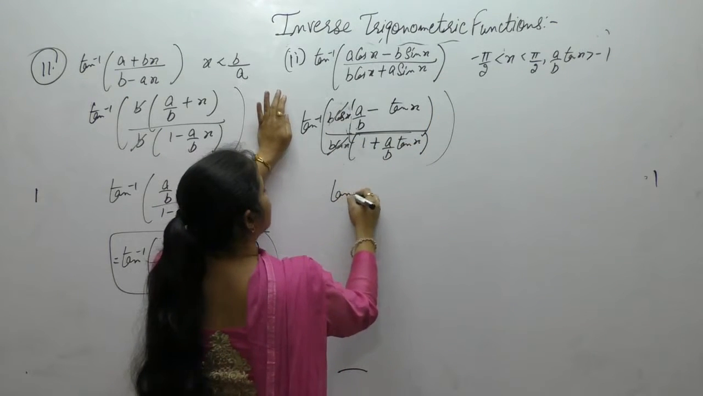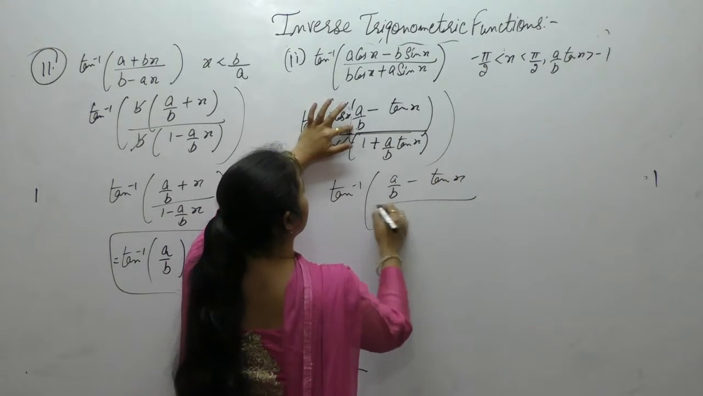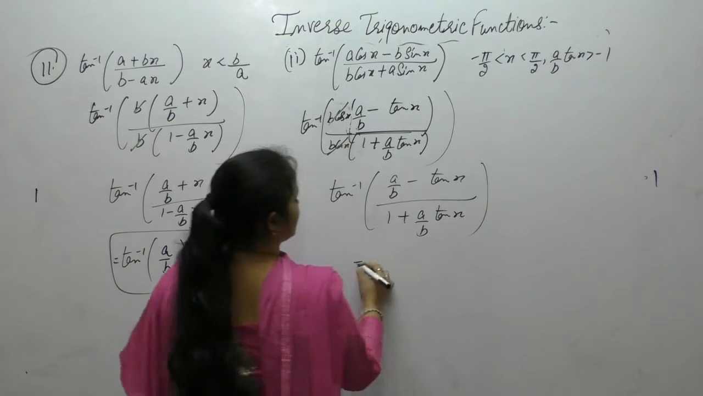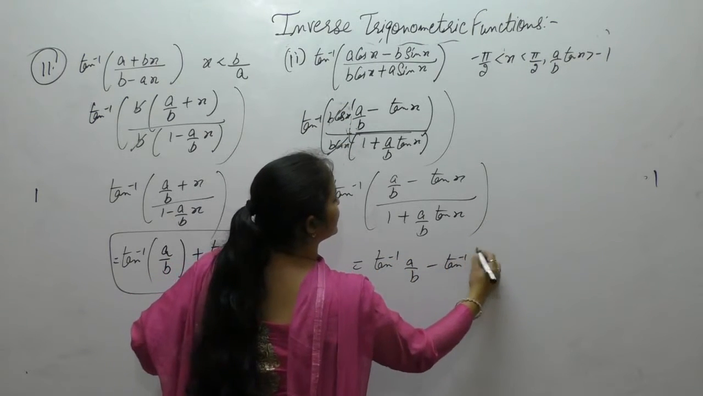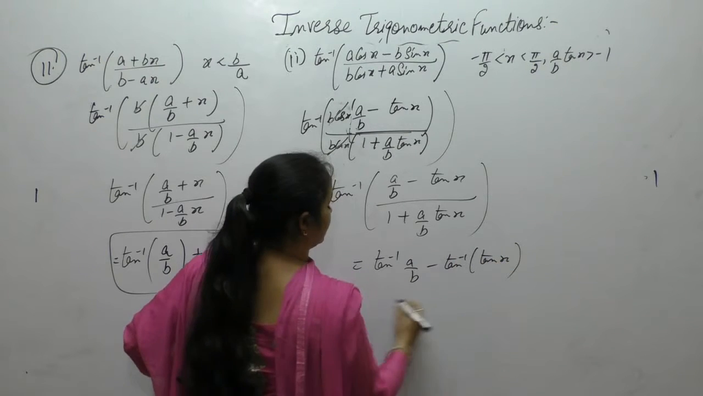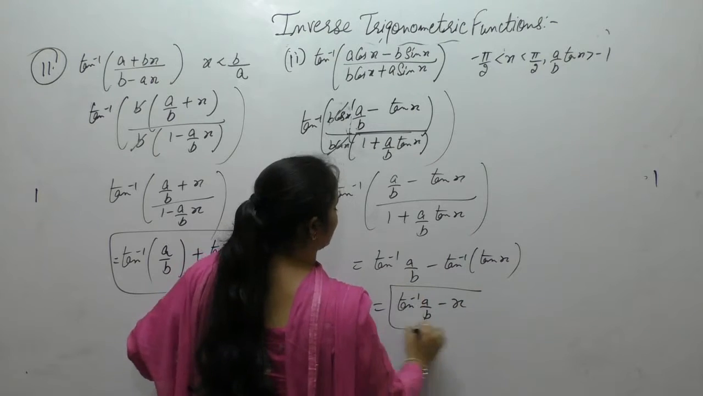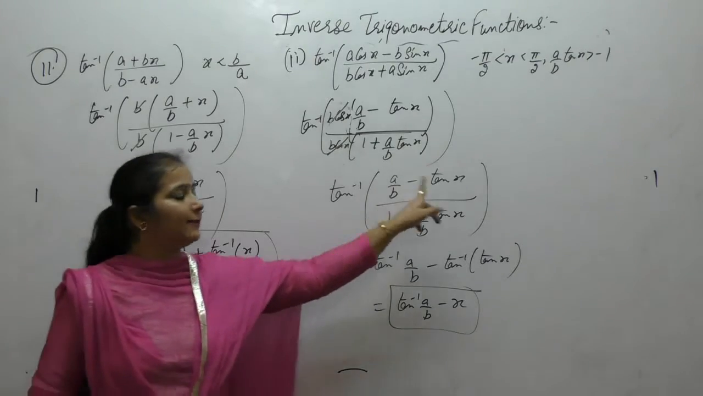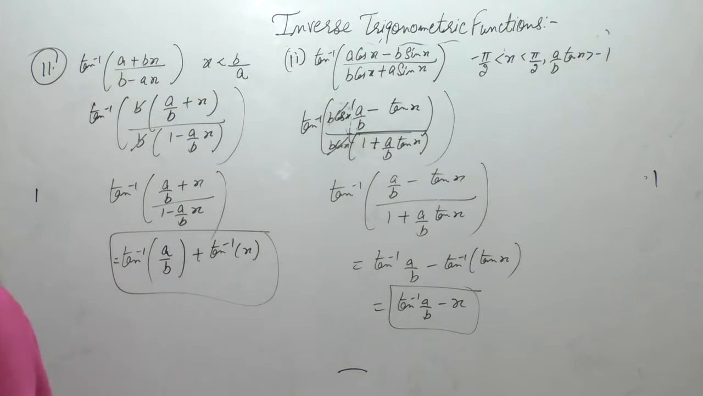So tan inverse of (a minus b) upon (1 plus a into b). So this is the formula for tan inverse a minus tan inverse b, tan inverse a upon b minus x. Tan inverse a minus tan inverse b is equal to tan inverse of (a minus b) upon (1 plus a into b).